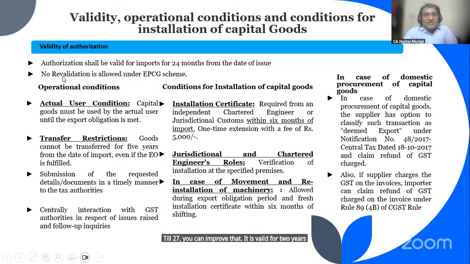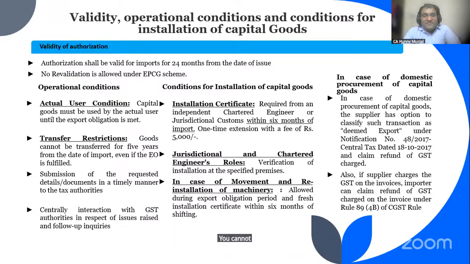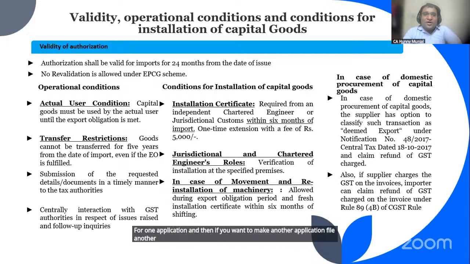So it is valid for 2 years. And also, the government has come up very categorically: no revalidation. You cannot revalidate again. It's a one-time 24 months for one application. And then if you want to make another application, file another application that will be valid for 24 months.